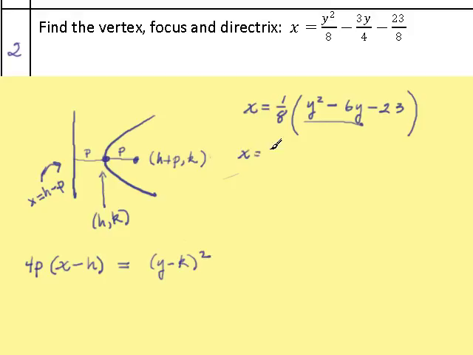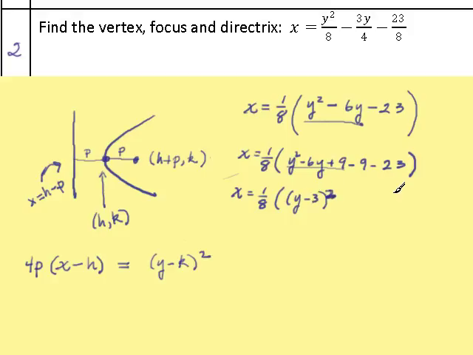So let's do that. And we have y squared minus 6y plus 9 minus 9 minus 23. And let's factor as a perfect square, so that would be (y minus 3) squared, and minus 9 minus 23, we have negative 32. All right, let's multiply through.